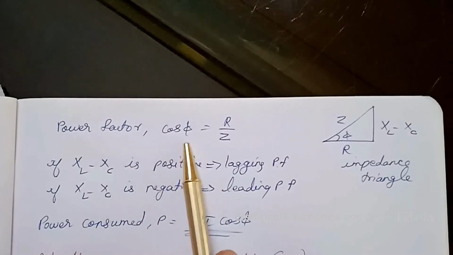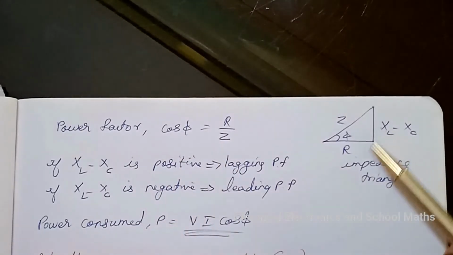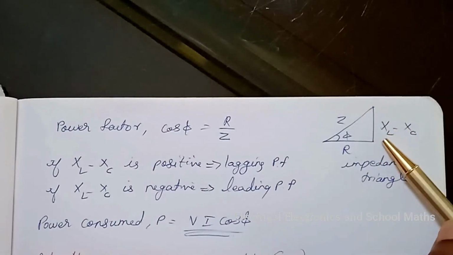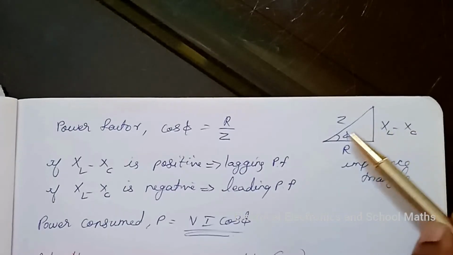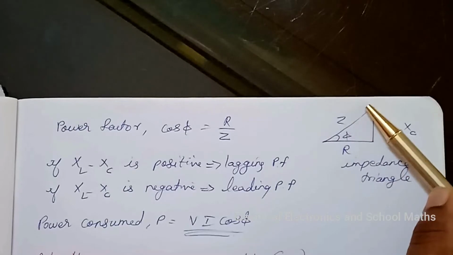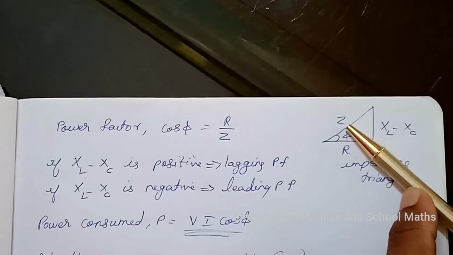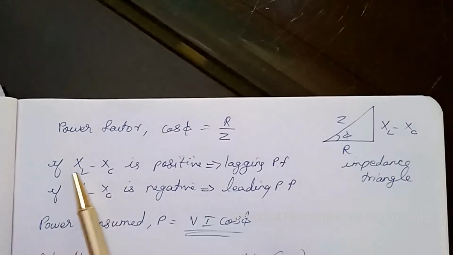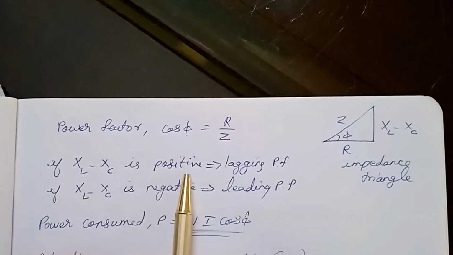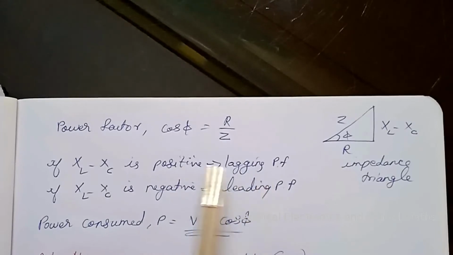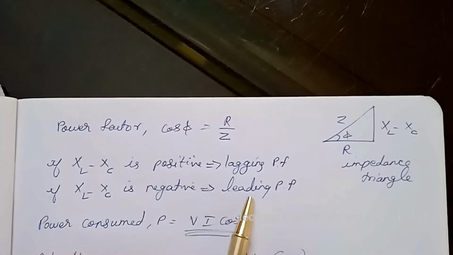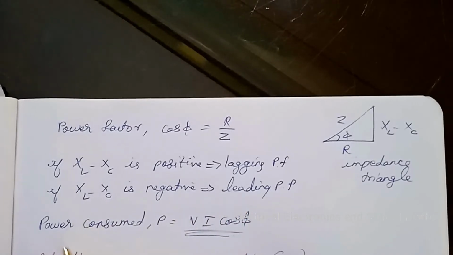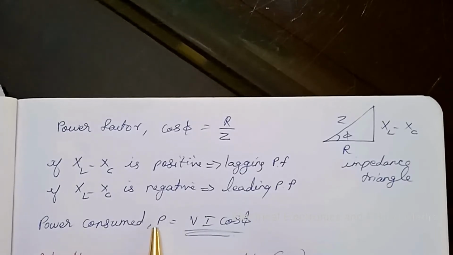Power factor is given by cos phi is equal to R by Z, and this is the impedance triangle of series RLC circuit. That is, this is resistance and this is the net reactance, that is XL minus XC, and the hypotenuse is Z, that is impedance. So, if XL minus XC is positive, we get a lagging power factor, and if XL minus XC is negative, we get leading power factor. And the power consumed is given by P is equal to V into I cos phi.